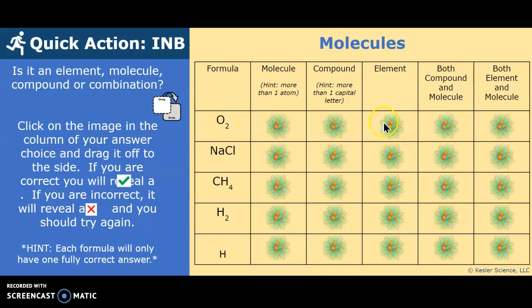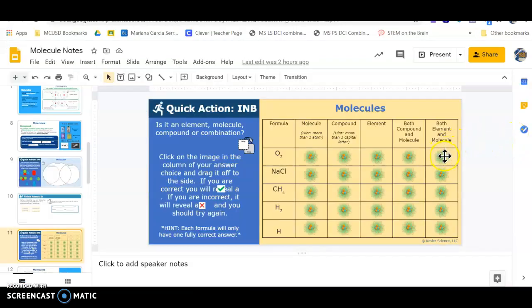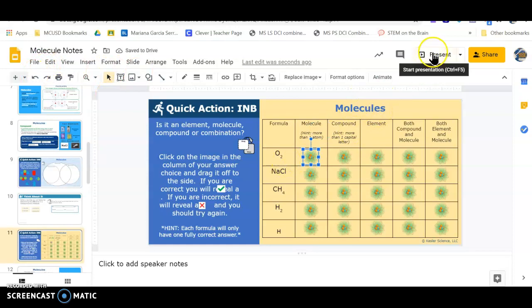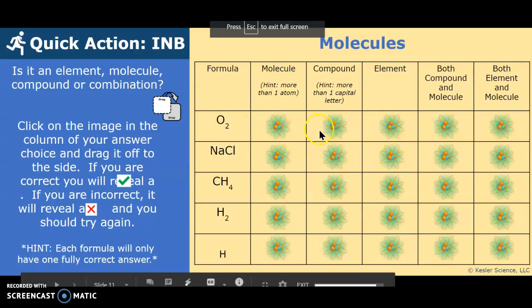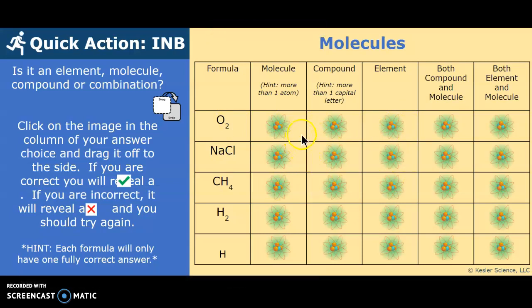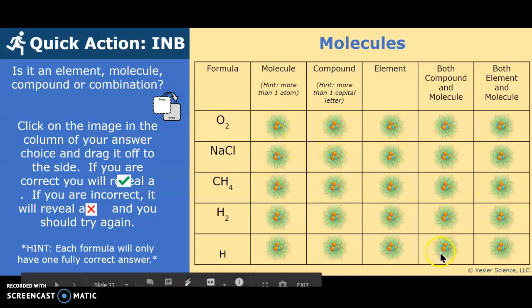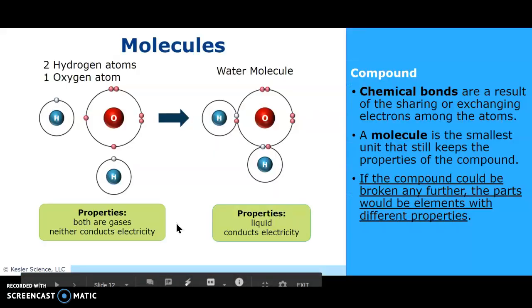It's also an element. So we're going to go all the way to the right here, and you can actually click on both element and molecule, and if we pull that off, we're going to see a green arrow. If we had not done that, let's say we were like, oh, it's a molecule, when you pull that off, it'd be red. So as you're going through this, try to figure it out, not just pulling the pictures off. But when you're done, you should have green check marks in each spot. Okay.